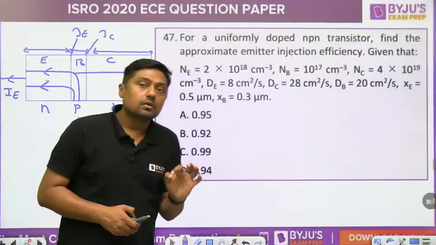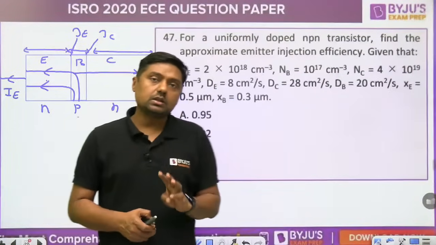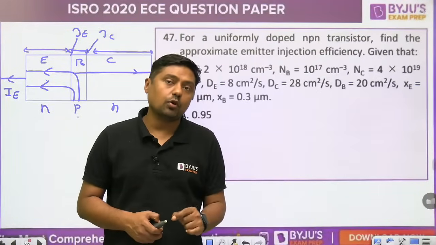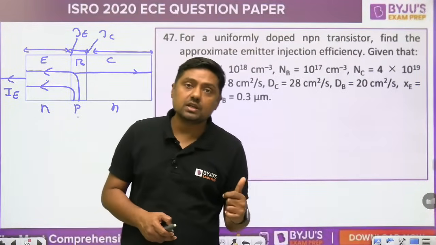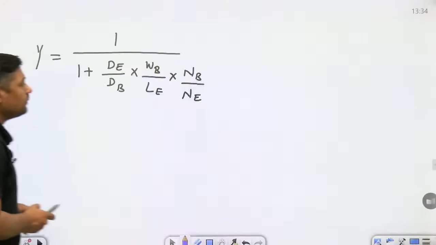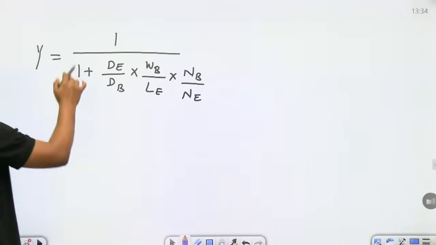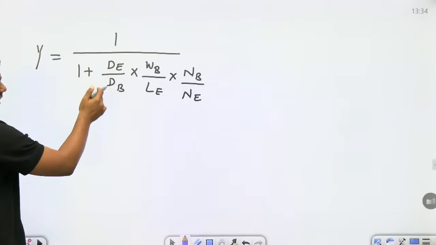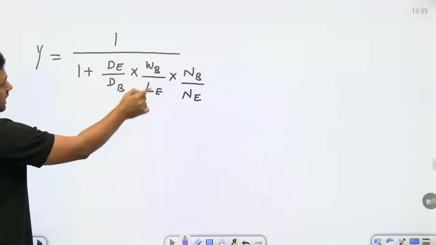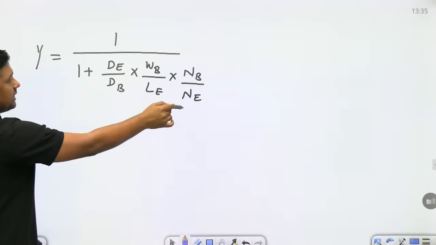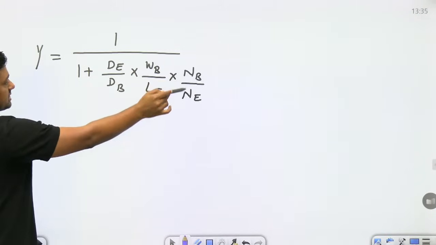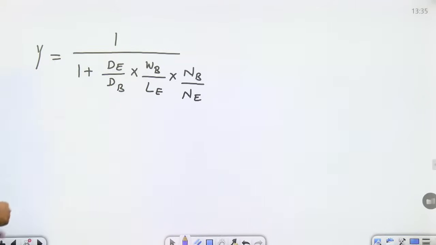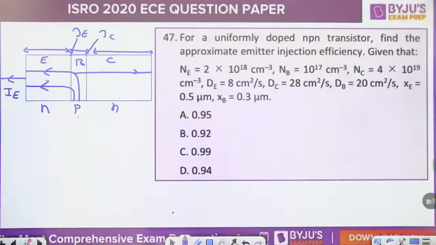Eta. Formula. There are three factors: the transport factor, and the formula for the emitter injection efficiency. So, this is the formula: 1 upon 1 plus dE by dB, that is the diffusion constant in the emitter area and the diffusion constant in the base area, W by LE, NB by NE. That is the concentration in the base region, the concentration in the emitter region, and that is the length and that is the width of the base region.